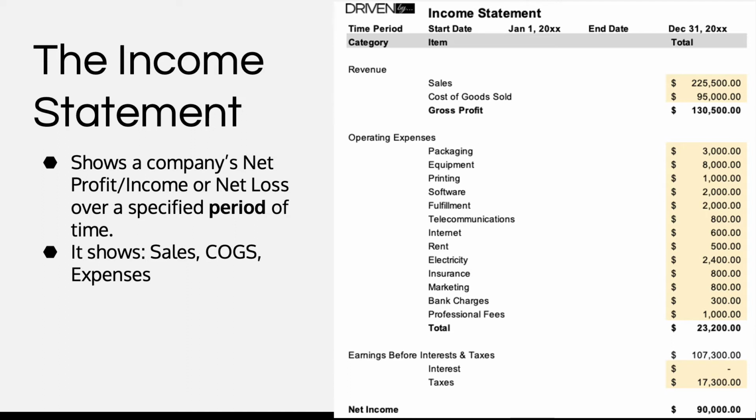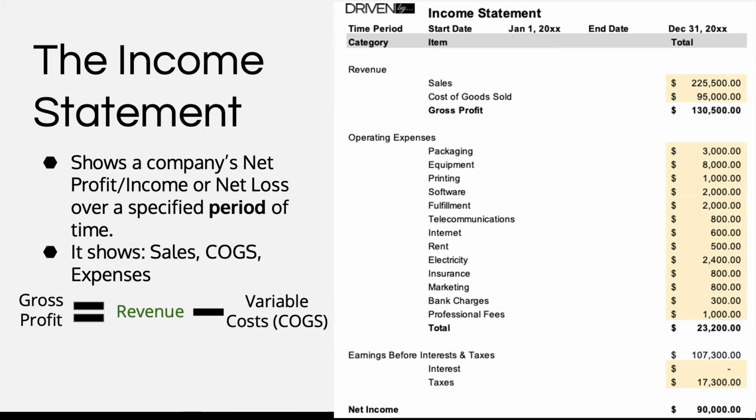Expenses are costs that a company incurs in the process of doing business. Expenses can include telecommunications expenses, wages, and insurance. On the income statement, gross profit equals revenue minus cost of goods sold. Net income equals gross profit minus expenses.